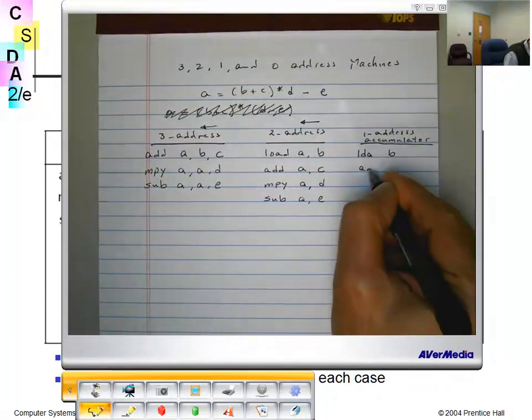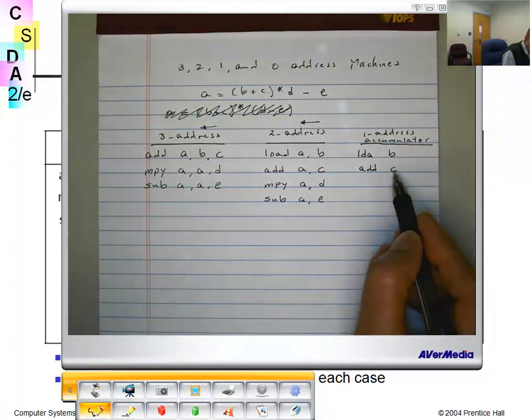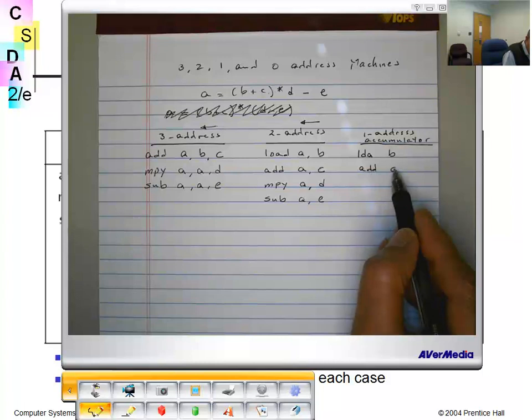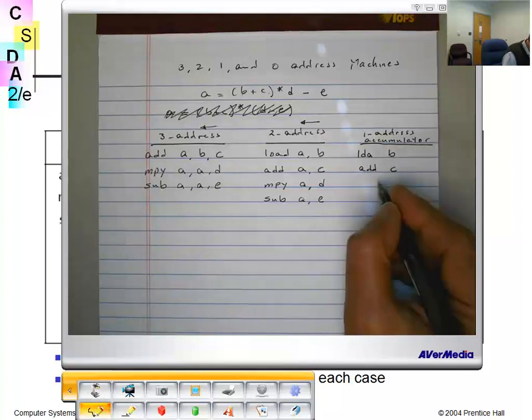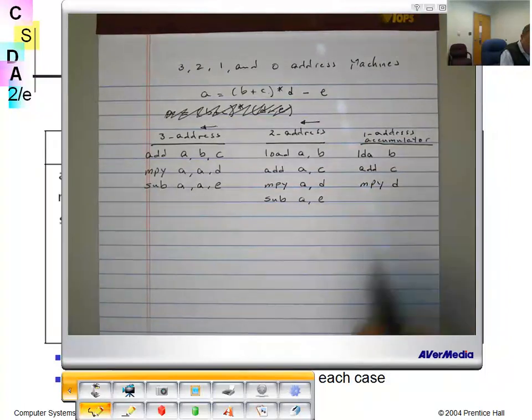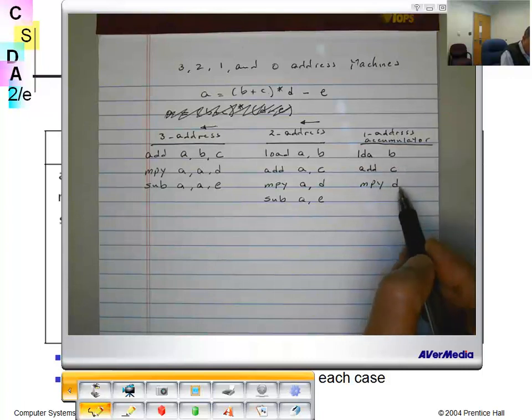Next, I add C. So C is added to the content of accumulator, and result is stored in the accumulator. So what is the results in accumulator right now? B plus C, because I already had the B in it. And then multiply D. Then you multiply D to content of the accumulator and store the results in there. So accumulator now holds B plus C multiplied by D.